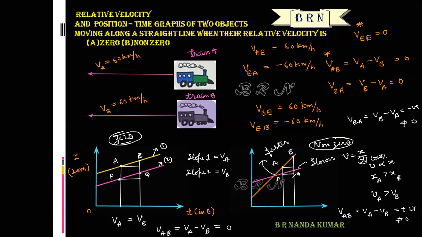Okay. So these two graphs are very, very important. So what is the meaning of relative velocity? Relative velocity means very simple. The velocity of one object with respect to another object is called relative velocity. So when relative velocity becomes zero, if two objects are moving along a straight line with the same velocity, then the velocity of one object with respect to another object is exactly equal to zero. Okay.